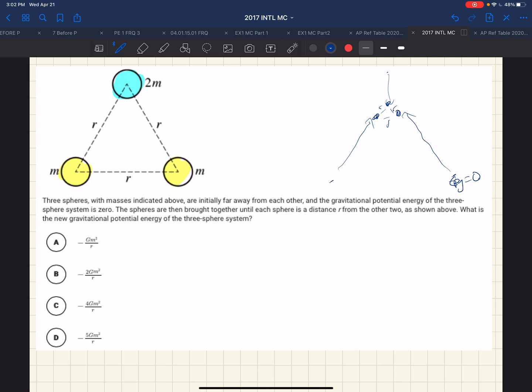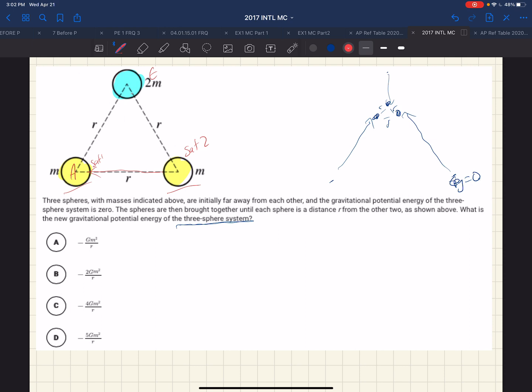As shown, what is the new gravitational potential energy of the three-sphere system? One way to look at this is to say that this is like the Earth, this is like satellite 1, and this is like satellite 2. So the gravitational potential energy would be the sum of this gravitational potential energy and this gravitational potential energy as it relates to the blue one, but also the gravitational potential energy of one to the other. So let us consider this case.